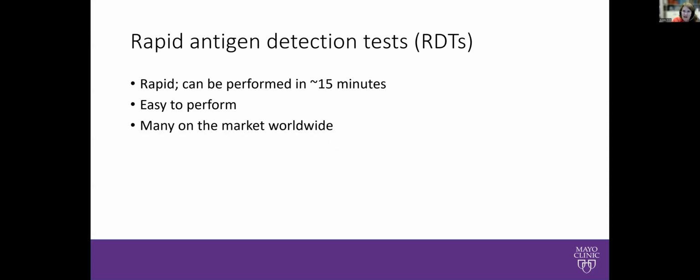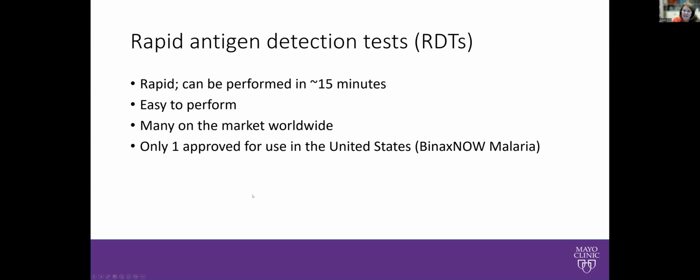There are many on the market worldwide, and unfortunately, only one of them has been approved for use by the FDA in the United States. That's the Binax Now malaria test, which is pretty good, although it's probably not the best that's on the market, but we can't get the others, and it's pretty good for our needs. Now, many of them are very suitable for endemic settings. A lot of them are very stable at high humidity and high temperatures and very easy to use.